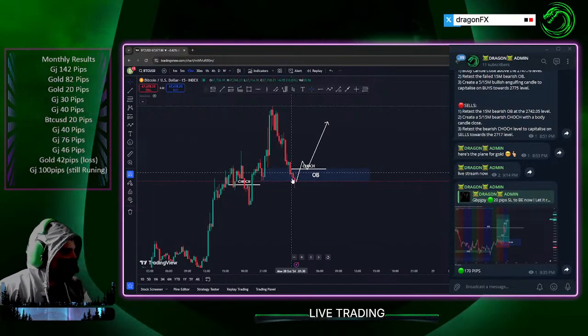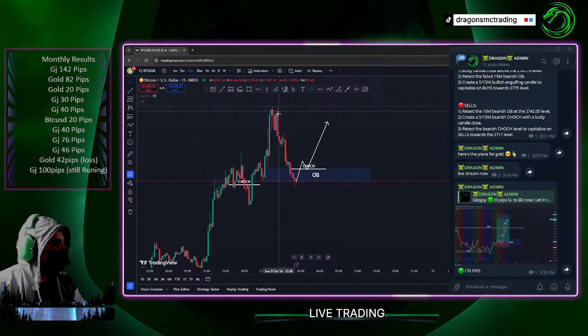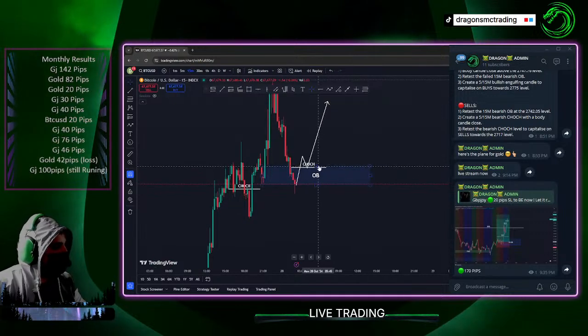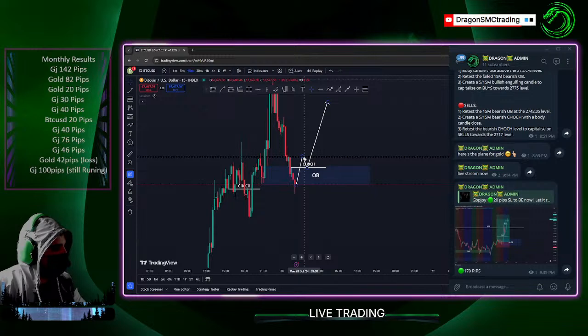So the same here. This is what I need to see. I need to see the market shift from bearish to bullish by creating a bullish change of character, breaking above this level right here with a body candle close.